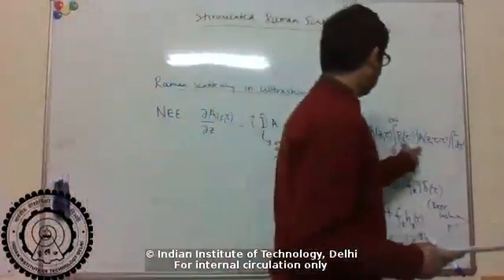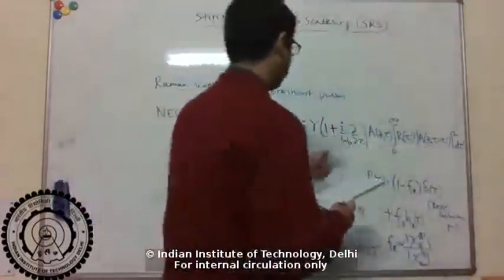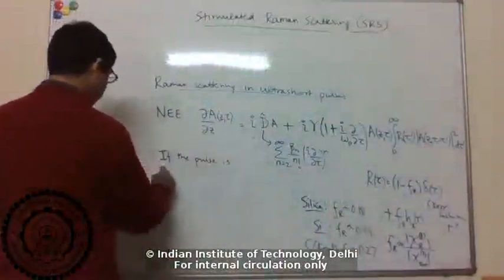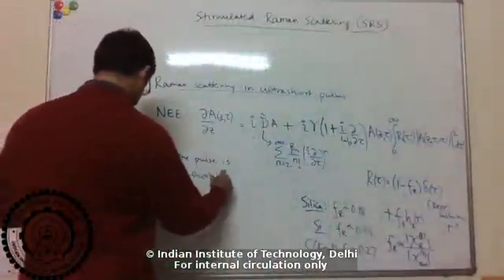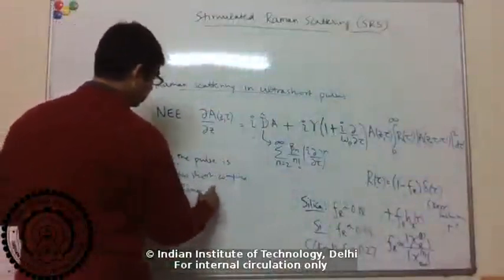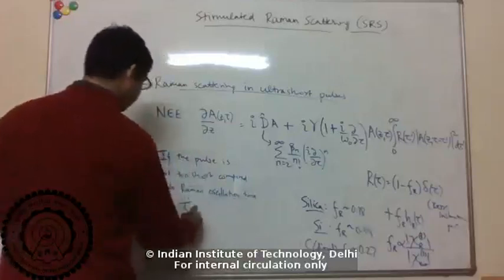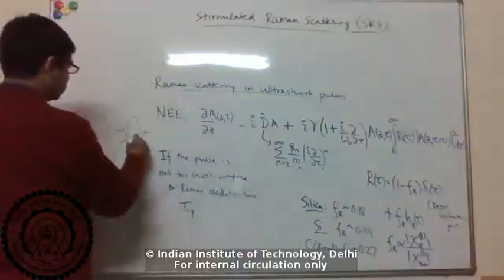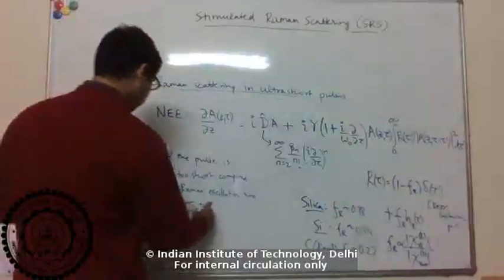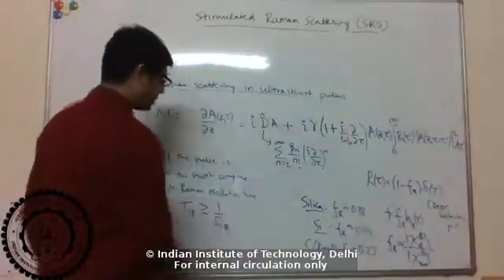And to include this Raman response, we can also simplify this equation a little bit more, in the case where the pulse is not too short compared to the Raman oscillation time. So if tau p, the width of the pulse that we are considering propagating in this nonlinear medium, is longer than 1 over omega R, where omega R is the Raman shift.